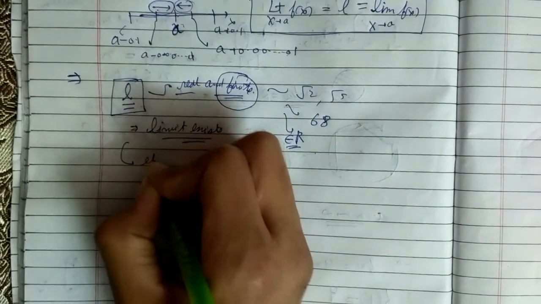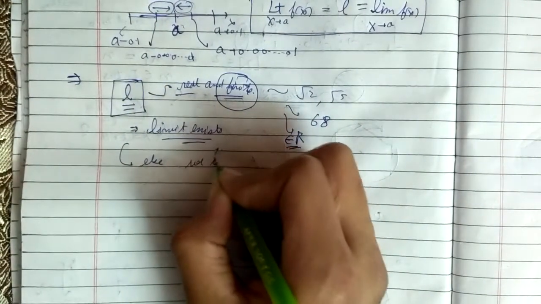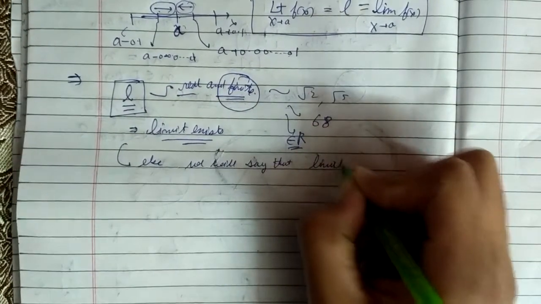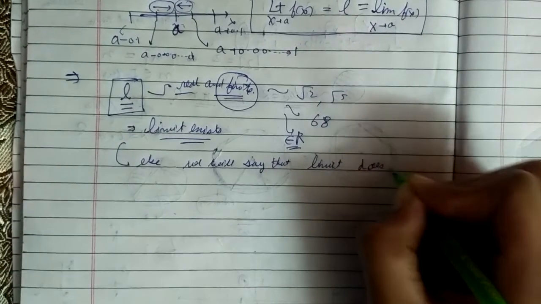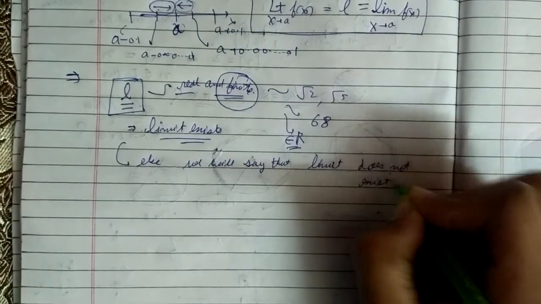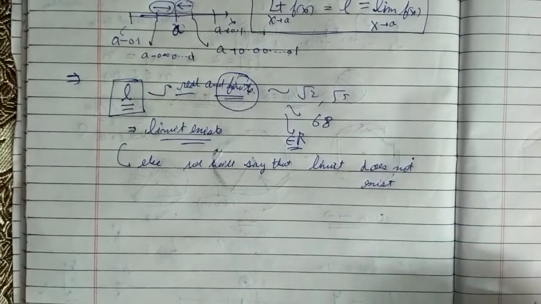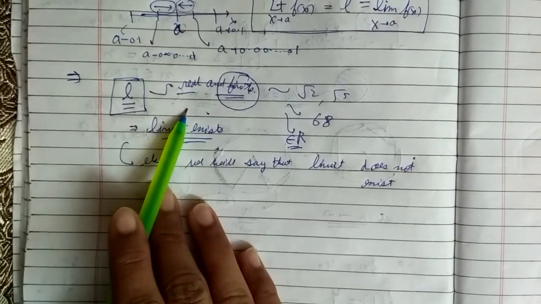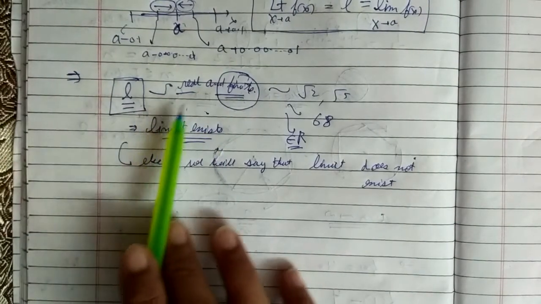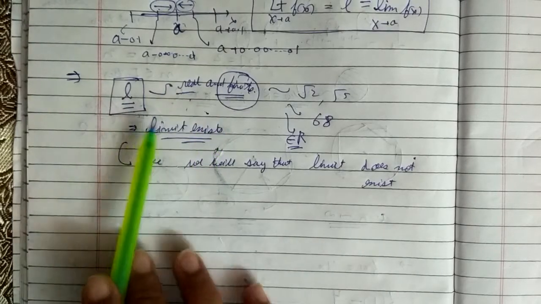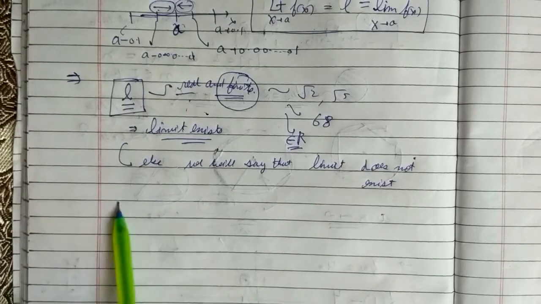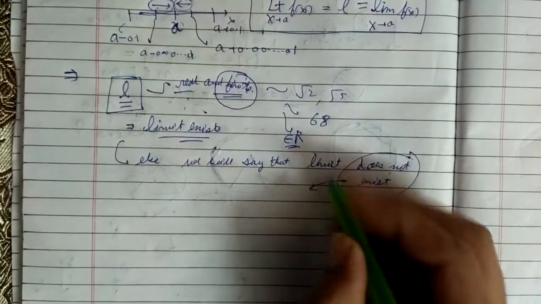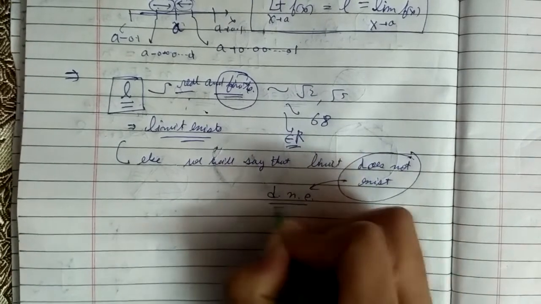Only then we will say that limit exists. Else we will say that limit does not exist. L should be real and finite. Only then we will say that limit exists. Otherwise, in all cases, we will say that limit does not exist. And for short form, we will use D and E.